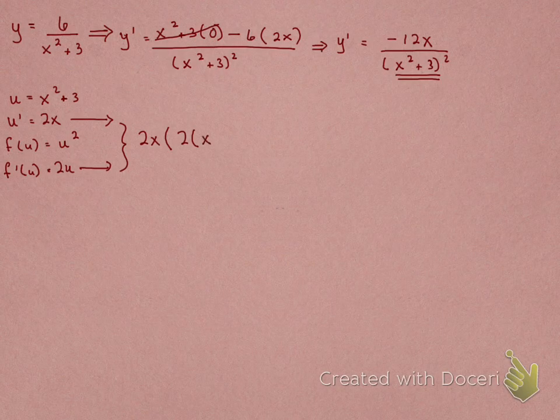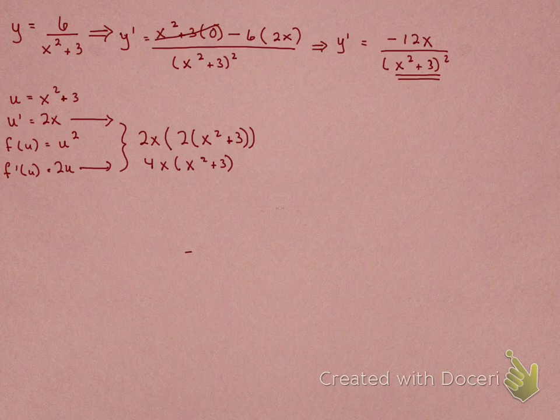and that is going to be 2x times 2 times the quantity x squared plus 3. Okay, so that is our chain rule, and that can be simplified to 4x times x squared plus 3.